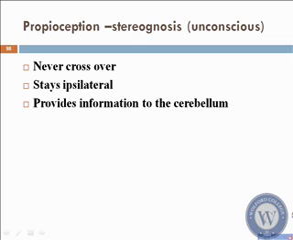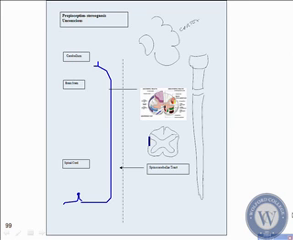The proprioception and stereognosis, which is an unconscious portion, never ever crosses over, which means it never goes to the thalamus, and provides information directly to the cerebellum, which is what I'm showing you here. These are called the spinocerebellar tracts. The spinocerebellar tracts are directly connected up to the cerebellum, and then they give you that efferent stimulus effect onto the motor to cause the effect that it does.